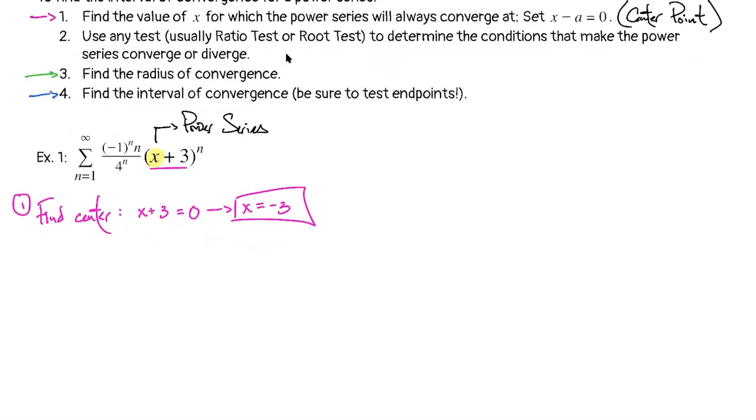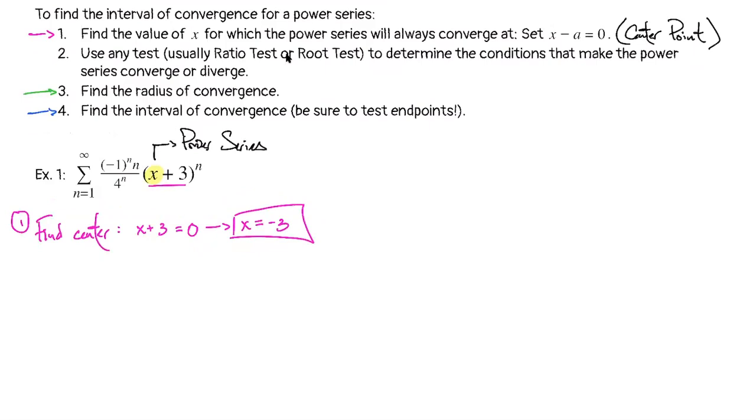Now, let's make sure that it does in fact converge, okay? So step number 2 is making sure that it does converge. There are situations where it might diverge, but we're going to make sure that it converges. And to do that, we're going to use either the ratio test or the root test, or another one if we need to. And then not only will it tell us whether it converges or not, it will tell us the conditions under which the power series converges or diverges.